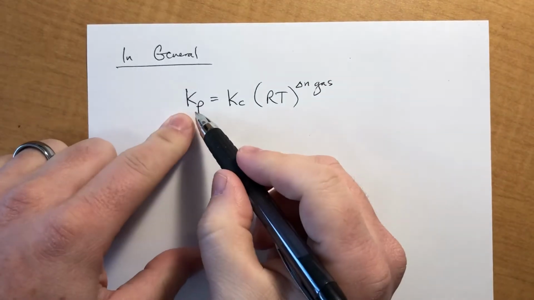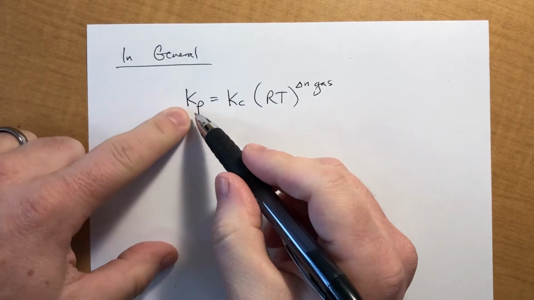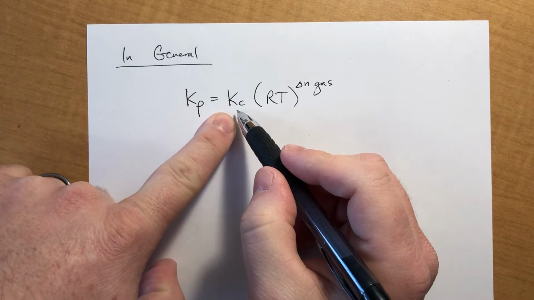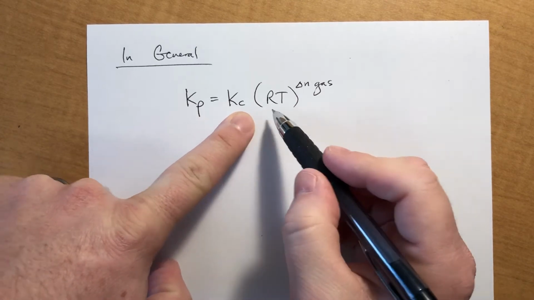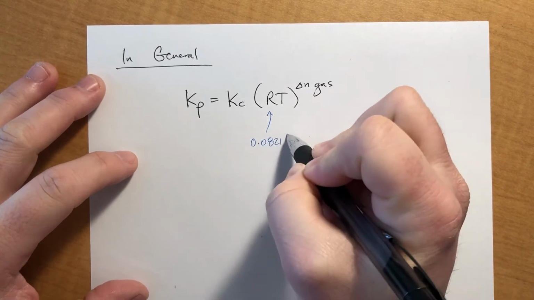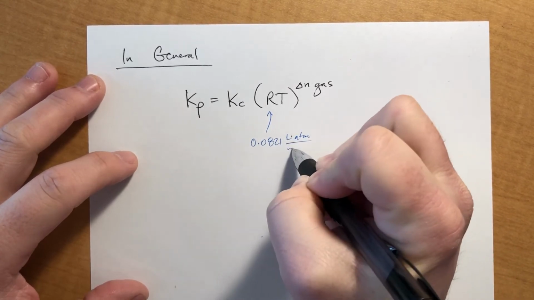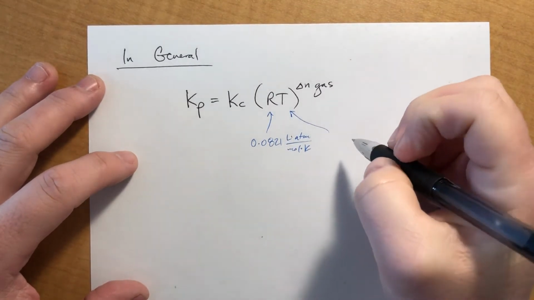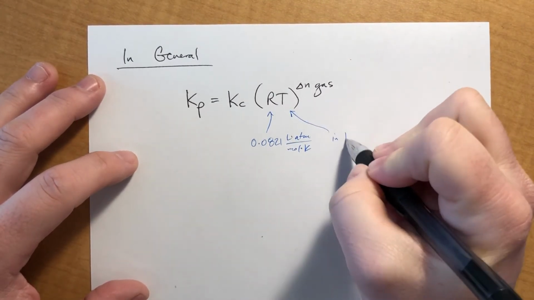So Kp we just defined, Kc we just defined. This is the equilibrium constant in terms of atmospheres. This is the equilibrium constant in terms of concentrations. R and T are constants. I'm going to rewrite them on here just so you have them. 0.0821 liter atmospheres per mole Kelvin. And again, they're constants. I'll give them to you. And for this one, T needs to just be in Kelvin.